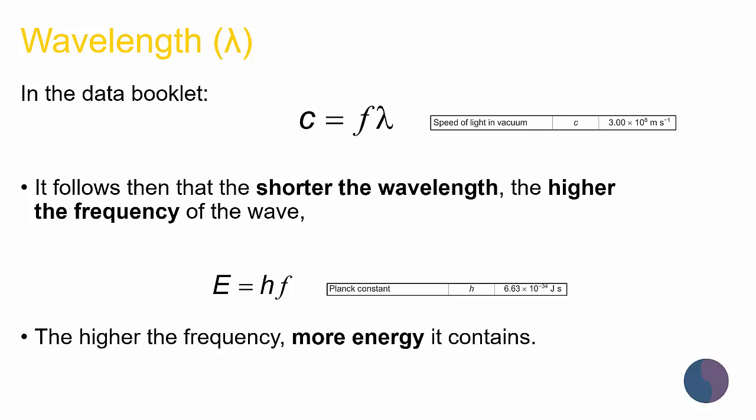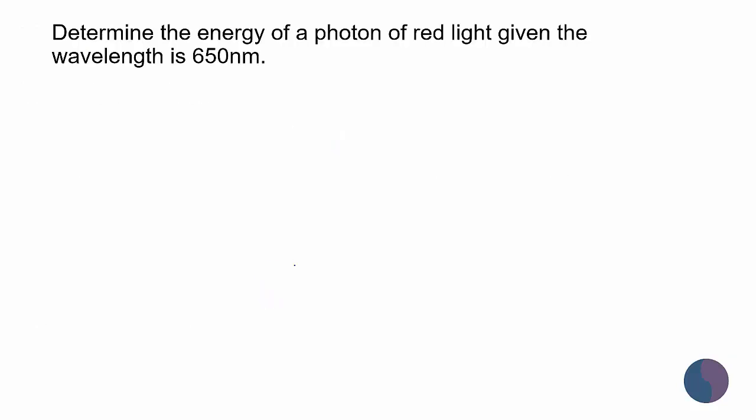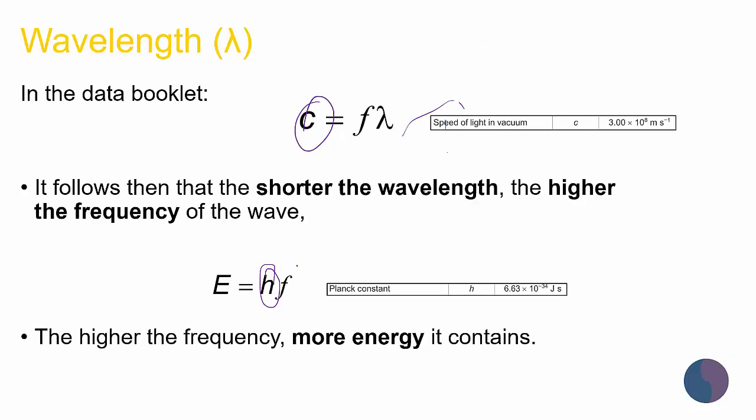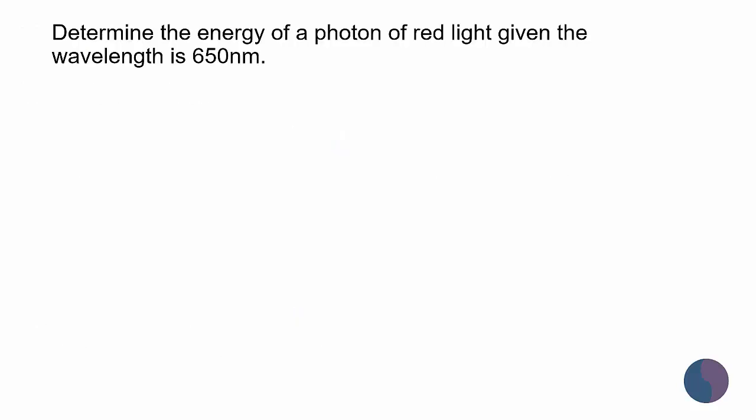These formulas are from the data booklet. You just need to remember that you'll always know the c, speed of light, and the h from the data booklet. If you're given one of these, use this formula; if you're given one of these, you can use this formula, depending on what the question is. We'll just do 2 example questions.